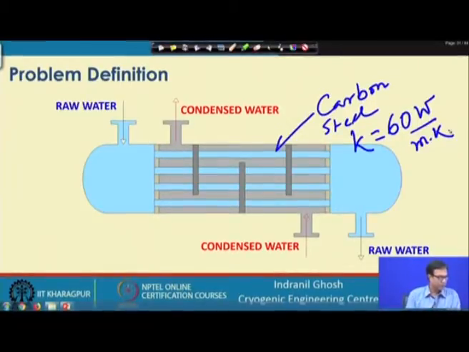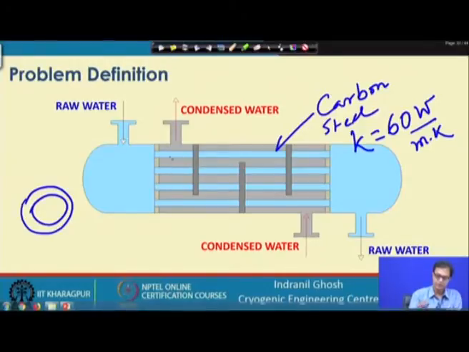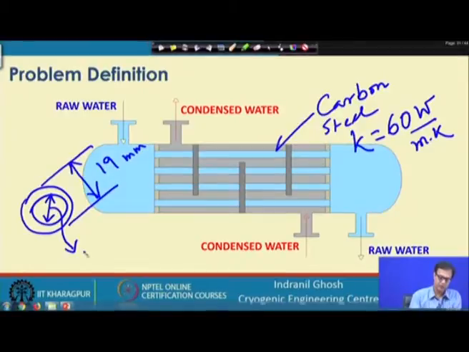Now, the tube diameter also has been specified. So, the tube diameter is also specified, and it is basically OD is 19 mm and the ID is equal to 16 mm.